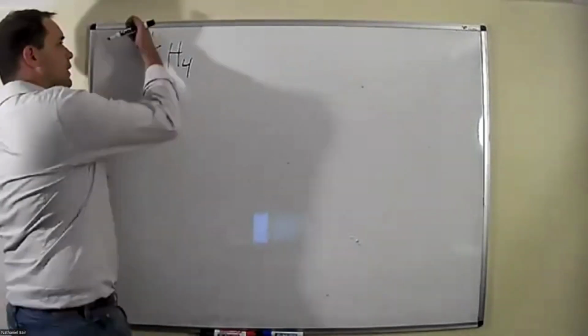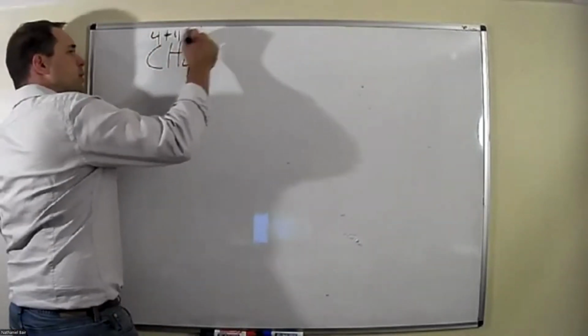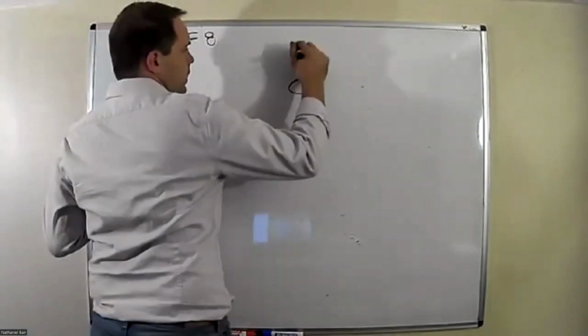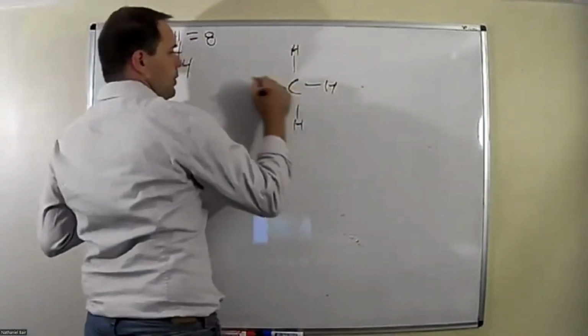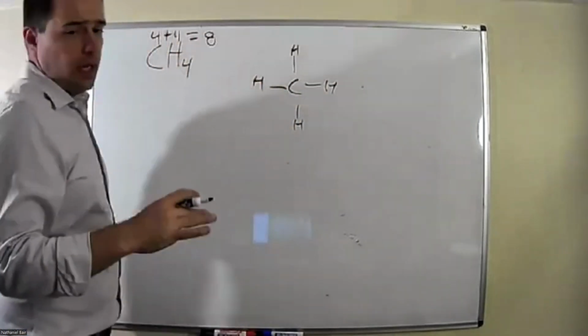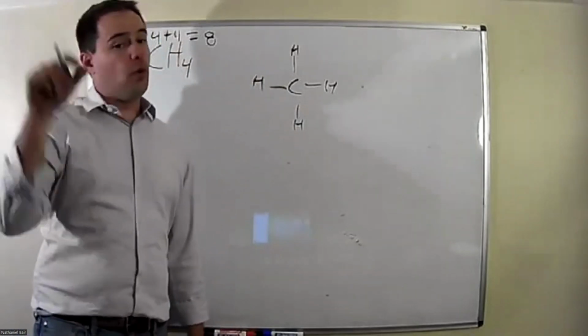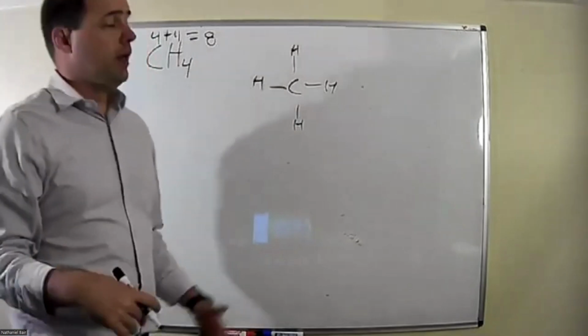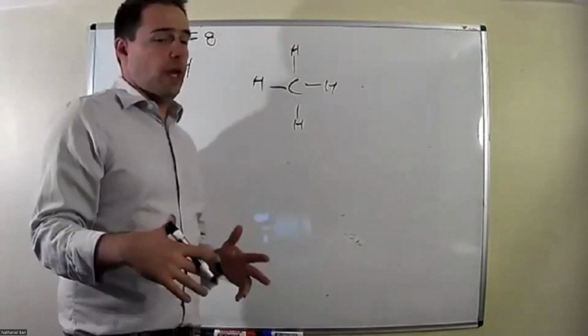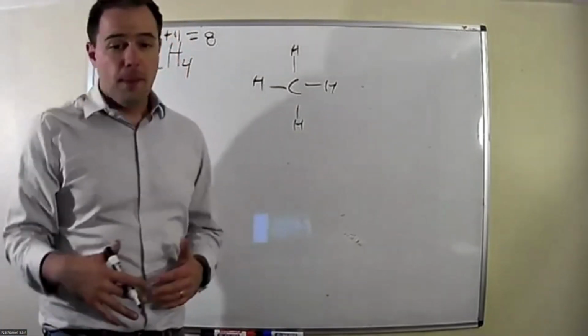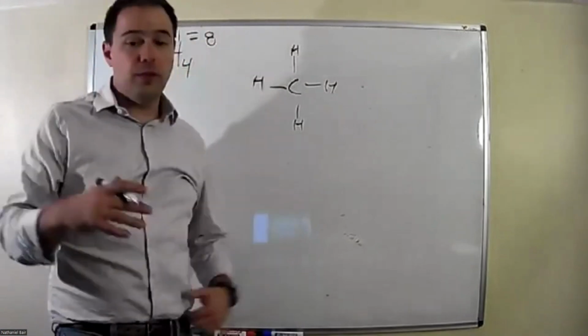So hopefully you drew something like this. 4 plus 4 equals 8. Carbon in the middle, 4 hydrogens coming off of it. Hopefully you drew that. Now, this is where it starts to get more complicated. If we lived in a two-dimensional reality, that would be CH4. But we don't live in 2 dimensions. We live in 3 dimensions.